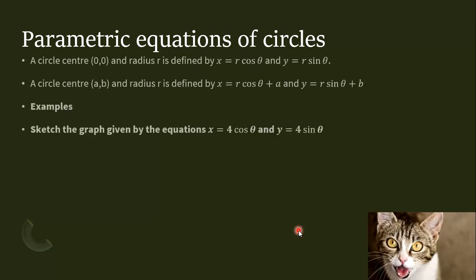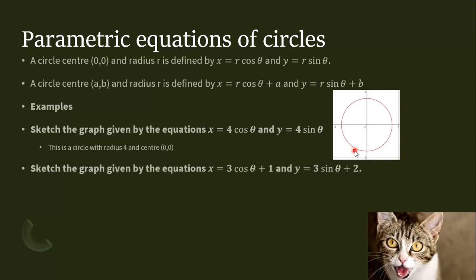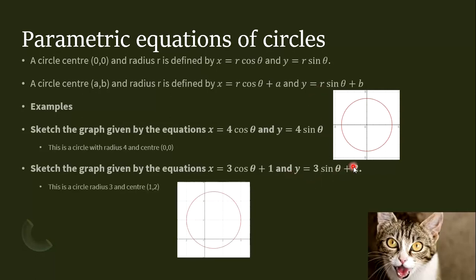Sketch the graph given by the equations x equals 4 cos theta and y equals 4 sin theta. So you can see from here, that will be a circle, centre 0, 0, radius 4. So it'll look like that. That should be really easy to draw. Sketch the graph of the equations x equals 3 cos theta plus 1 and y equals 3 sin theta plus 2. So that would have radius 3 and centre 1, 2. So it'll look like that.